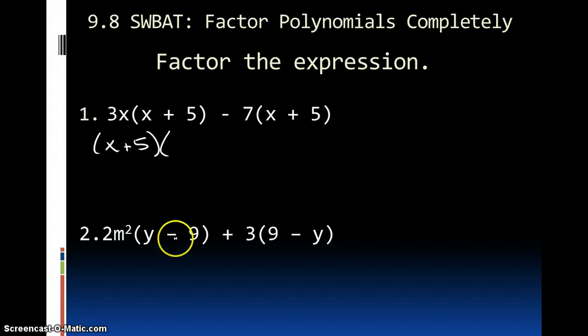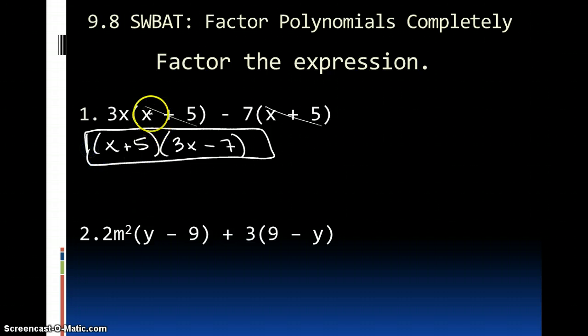Just as you've done before, I'm going to put the leftovers in parentheses. So if this x plus 5 is gone, what's left is 3x. And from this one, the x plus 5 is gone, so what's left? Minus 7. That's it. These both were in common, so we factored it out. We only write it one time once we factor it out.